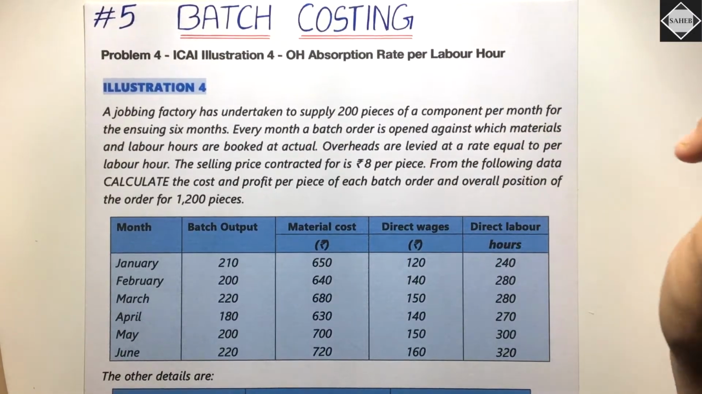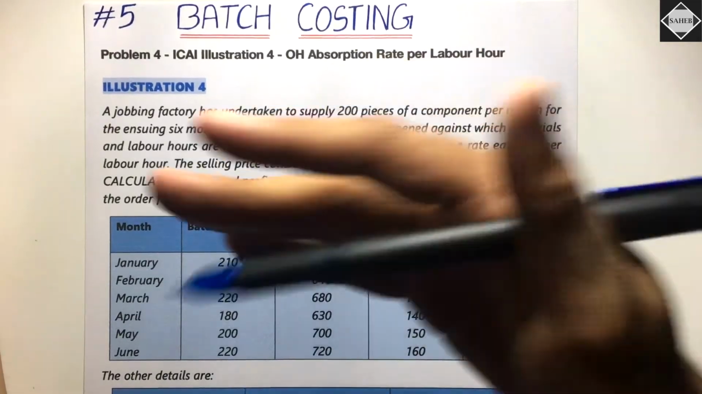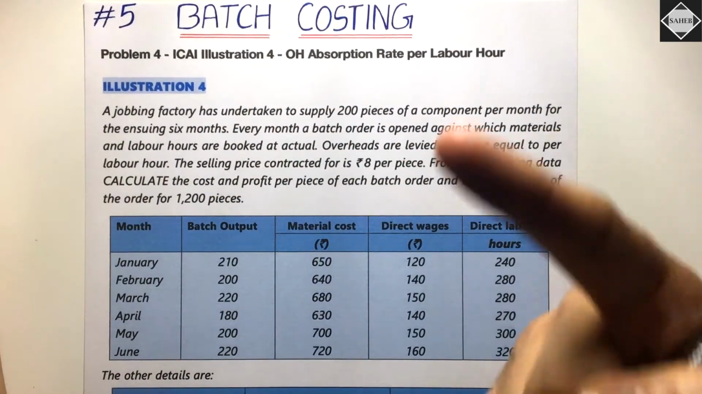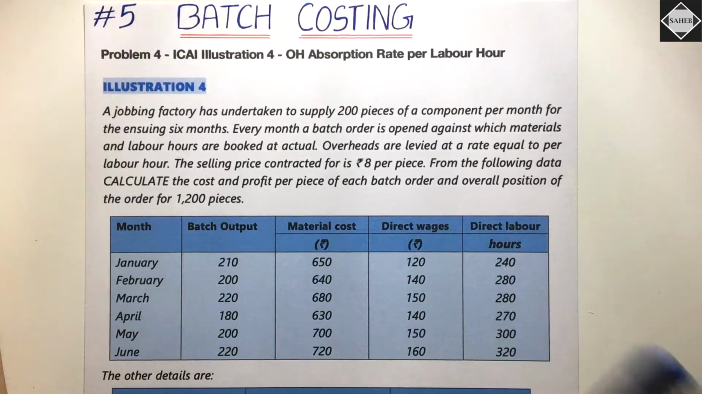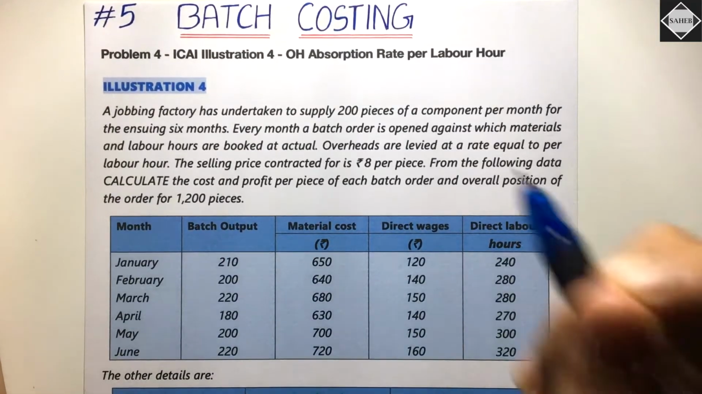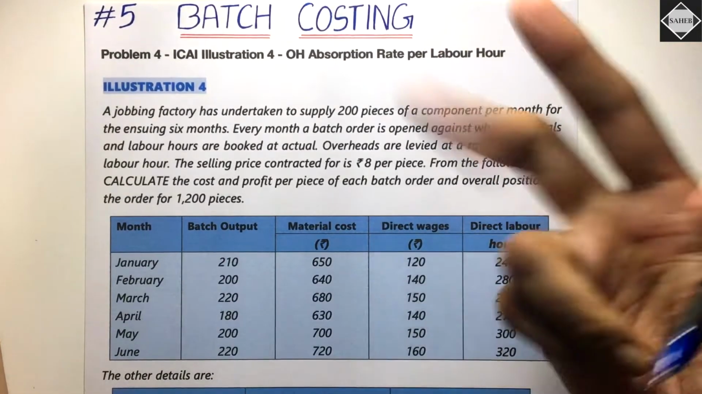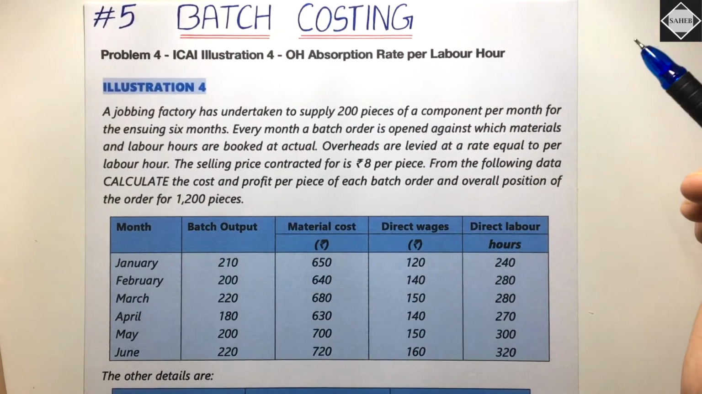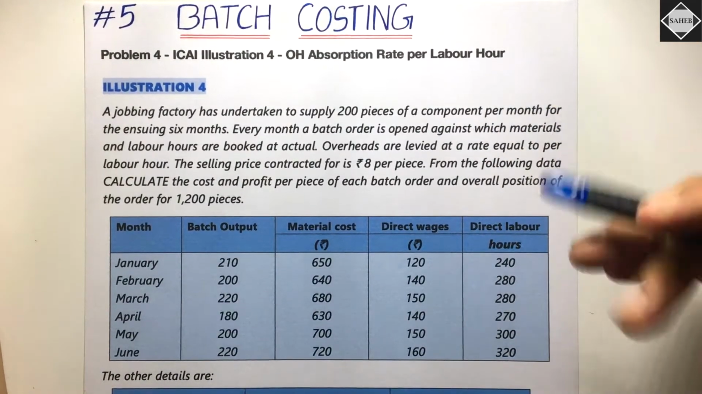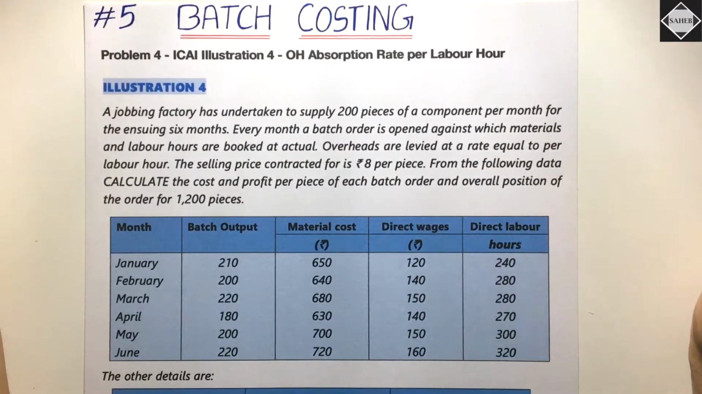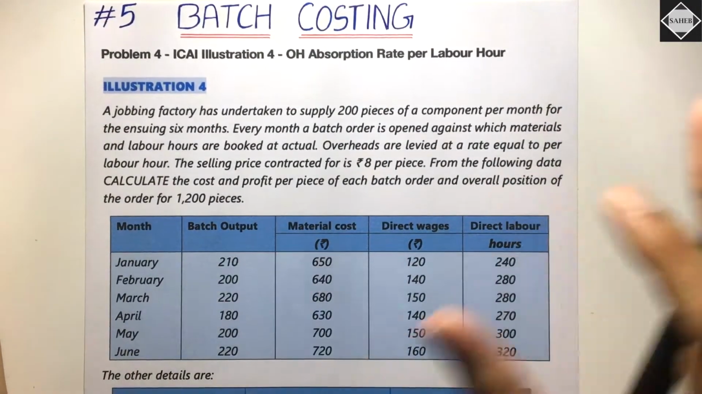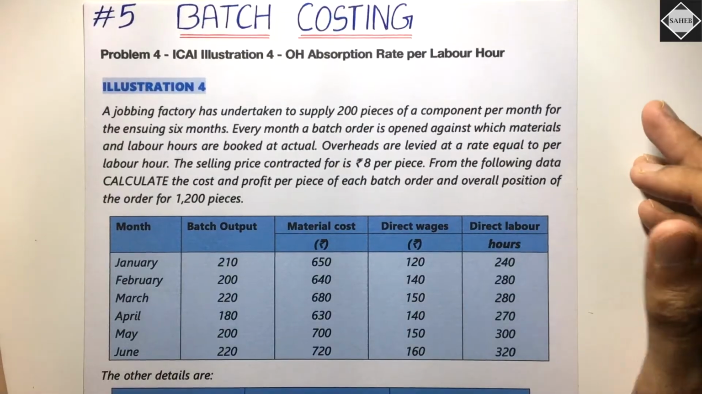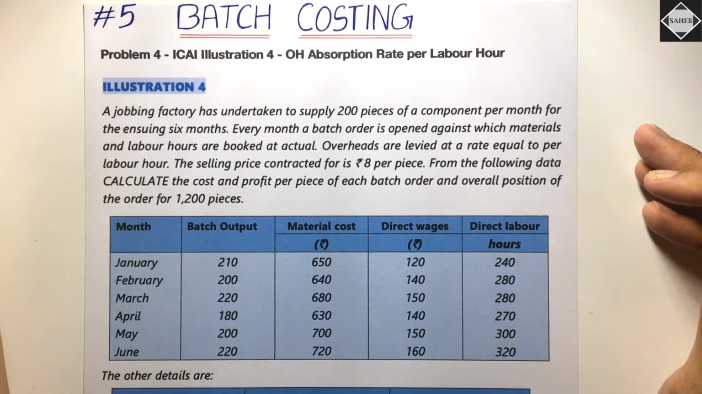We'll do that. Here we have multiple batches. We have to calculate the cost and profit of each batch and also per unit, profit per unit and cost per unit. That also we'll do. It's really simple, don't worry. Then they will also ask you the overall position of the particular order, of all the batches combined. So we'll see all this, don't worry.